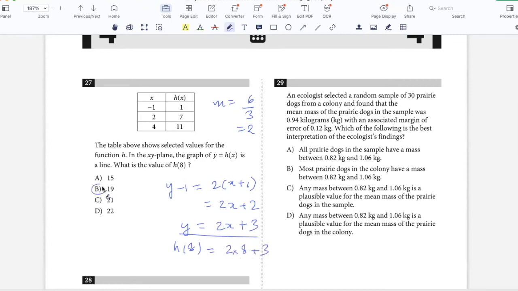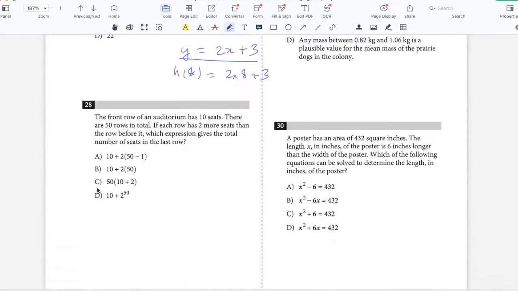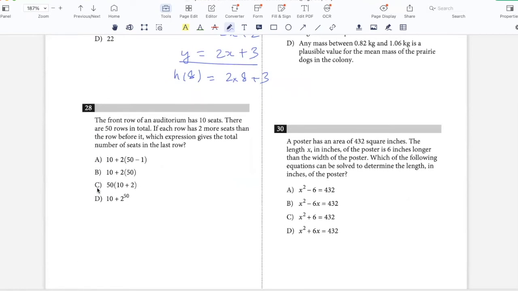So that's 19. The front row of an auditorium has 10 seats. There are 50 rows in total. If each row has 2 more seats than the row before it, what is the total number of seats in the last row? Okay, so the first term is 10, the common difference is 2, and we have to find T50. So that will be A plus 49D. So that's 10 plus 49 into 2. So 10 plus 2 times 50 minus 1.